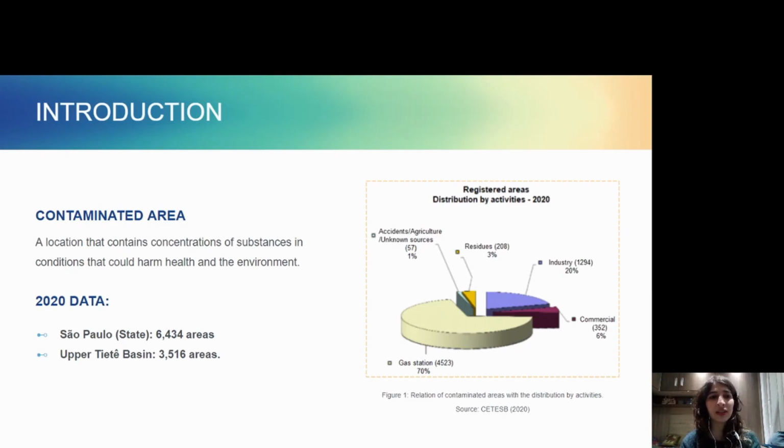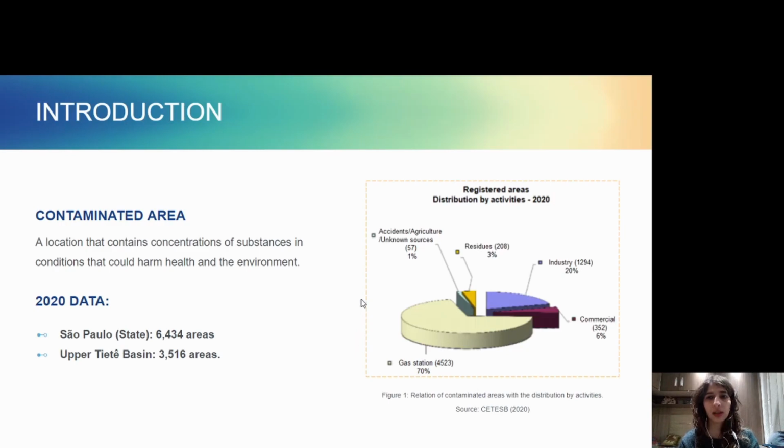So, introducing the theme, a contaminated area is a location that contains concentrations of substances in conditions that could harm health and the environment. An important piece of information here is that in all the state of São Paulo, Brazil, there are more than 6,000 registered areas, but only in the Upper Tietê Basin there is more than half of these values, with more than 3,000 areas. So this is very important information.